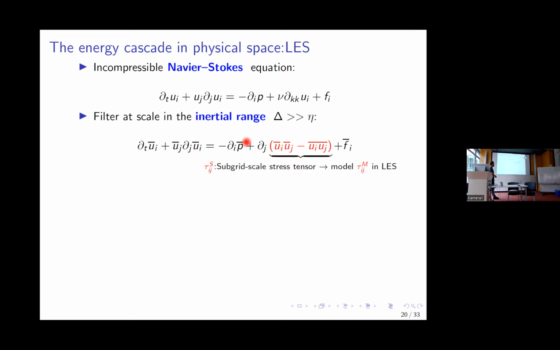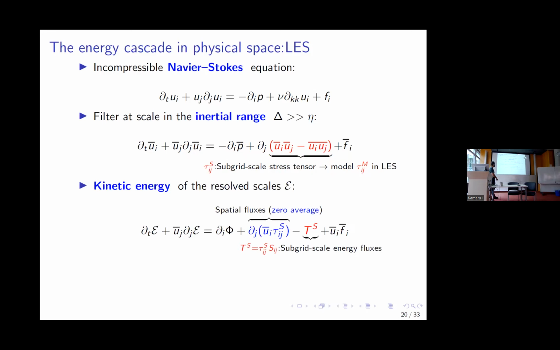Okay, and this term is usually called in turbulence research the subgrid scale stress tensor. Okay, and this is what we need to model because we don't know it. This has all the information on how the small scales are affecting the large scale, or as one may see it, it has the information of how the kinetic energy is flowing from the large scale to the small scale.